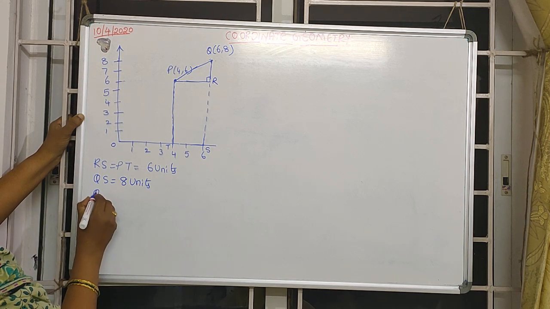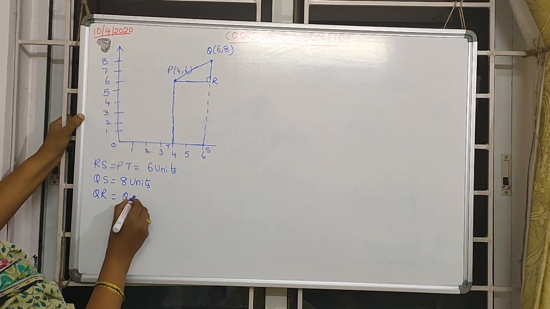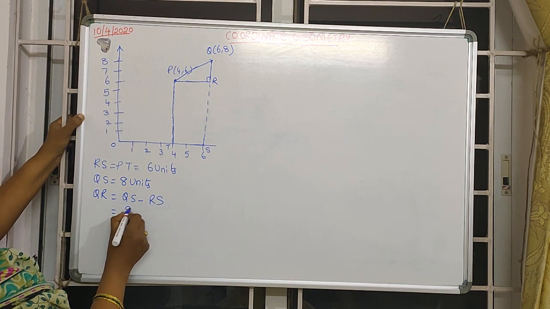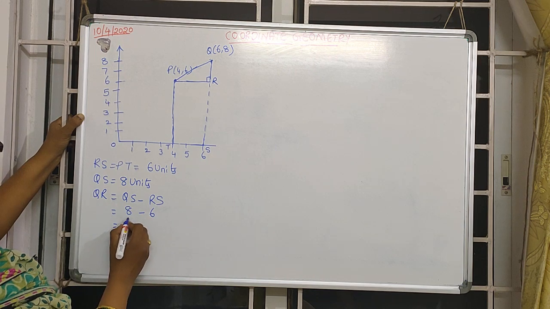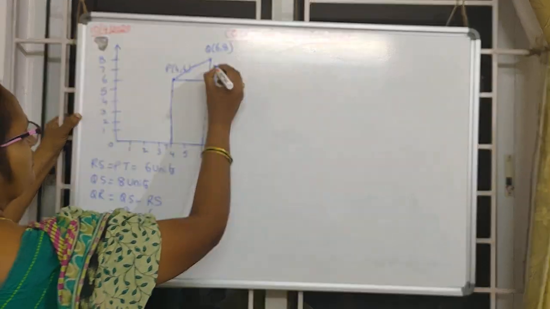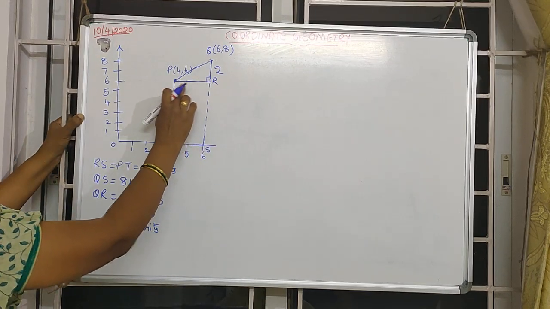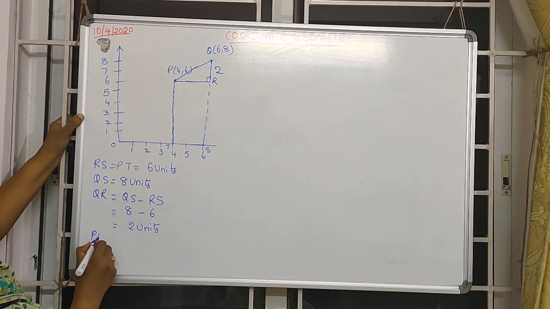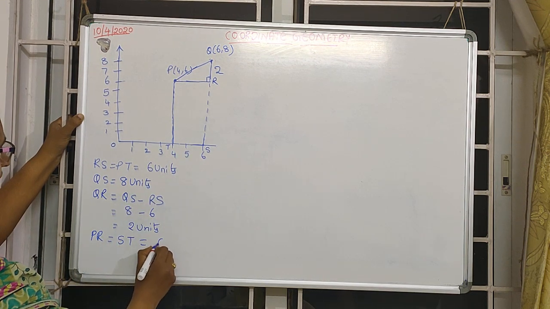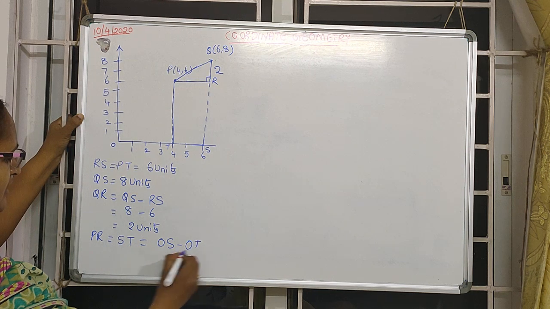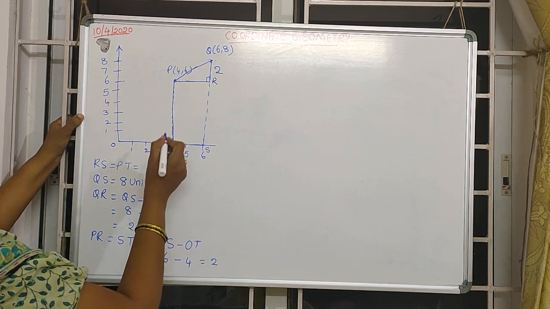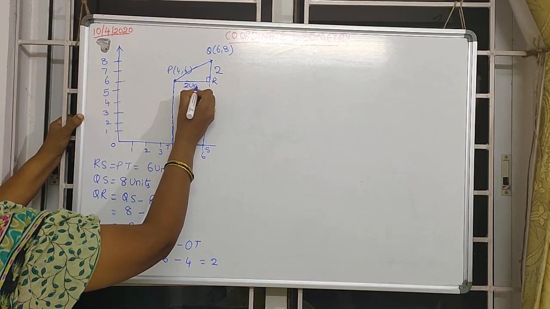Now what about QR? QR is nothing but QS minus RS. QS is 8 units minus RS is 6 units. So this is 8 minus 6, that is 2 units. QR is 2 units. Now here, what is PR? PR is nothing but ST. ST can be written as OS minus OT. OS is 6 units minus OT is 4 units. How much is this? 2 units. So this is also 2 units.